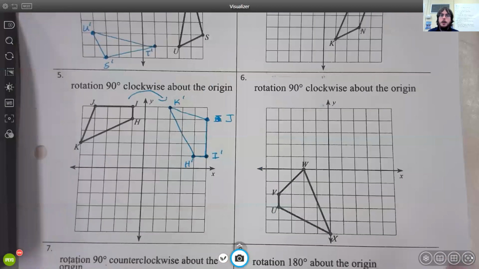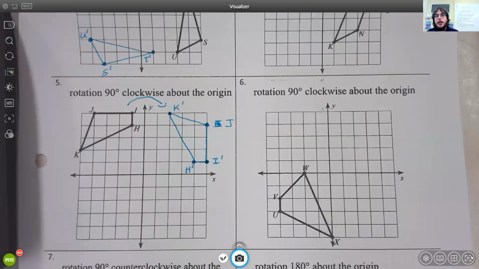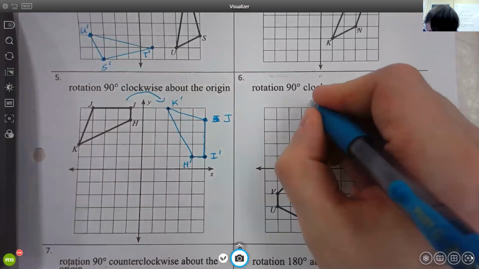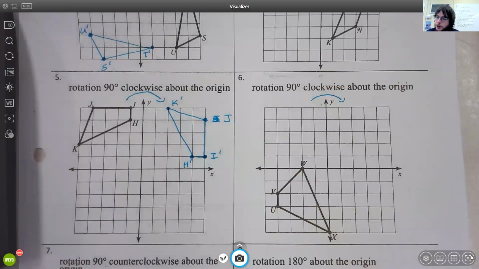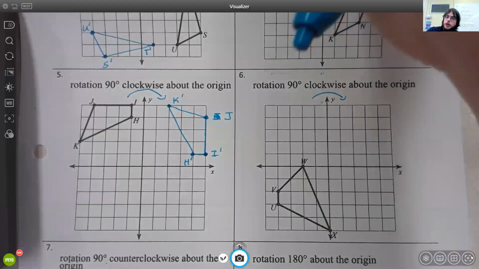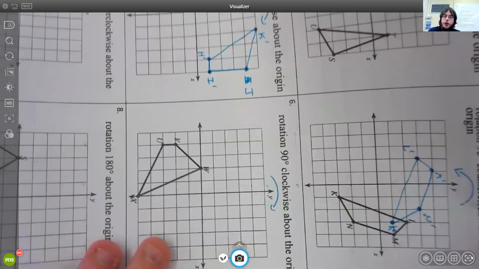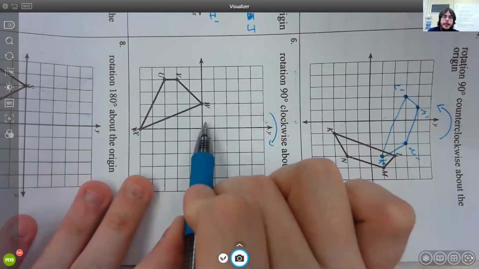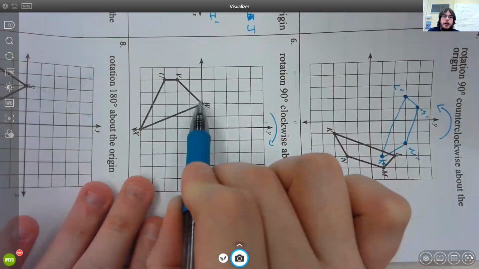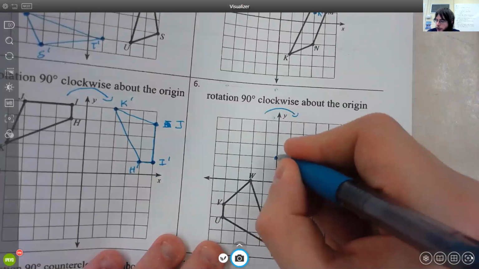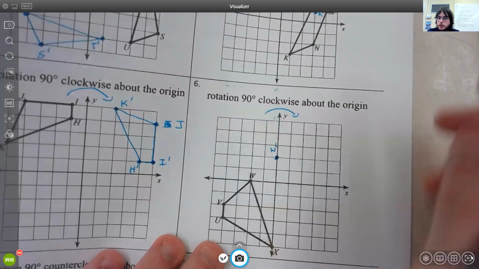Number 6 also wants a rotation 90 degrees clockwise about the origin. So again, we're going to be turning our paper 1 to the right. You could do it 3 to the left because that's the same thing as 270 degrees counterclockwise, but we're just going to do 1 turn to the right. So our new coordinates for W, you don't have to go left or right any, so you're at 0 for your X, and then you go up 2. So 0, 2 for W prime.